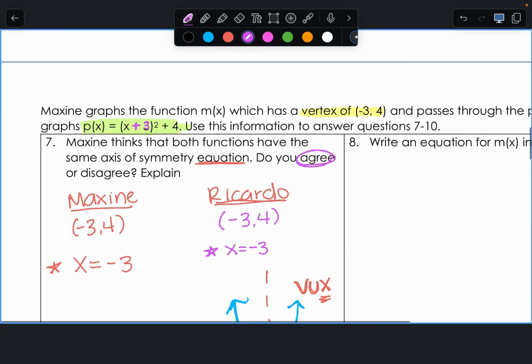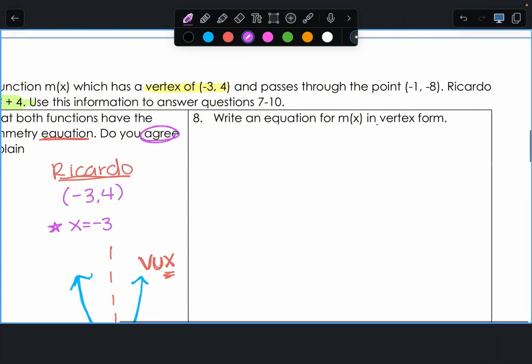Now, number 8, it says write an equation in vertex form. Now, to write an equation in vertex form, I need my vertex. This one's for Maxine's equation. What's the vertex? -3, 4. And I need the value of A. Are we given a value of A? No. So the first step to answer number 8 is finding A.